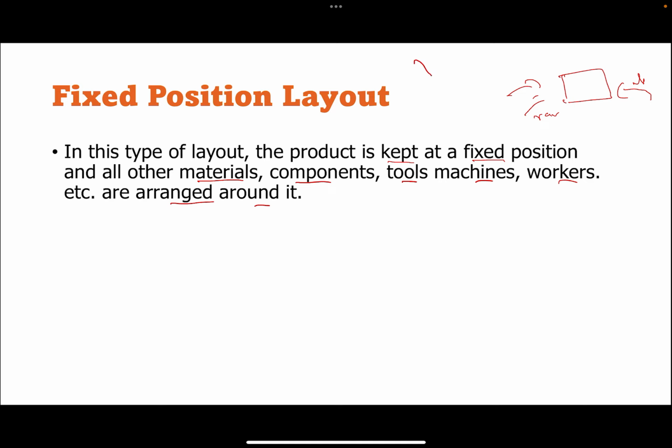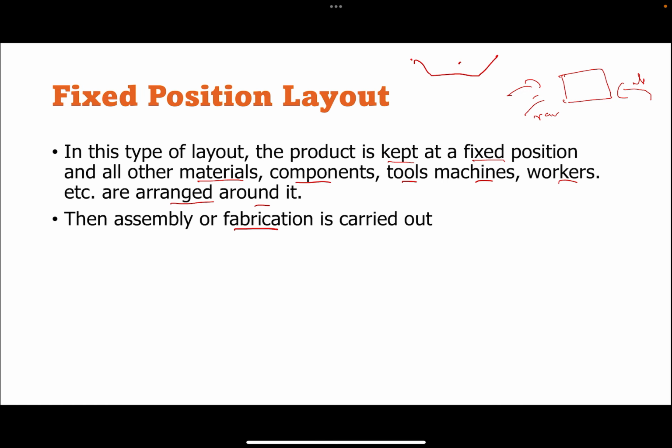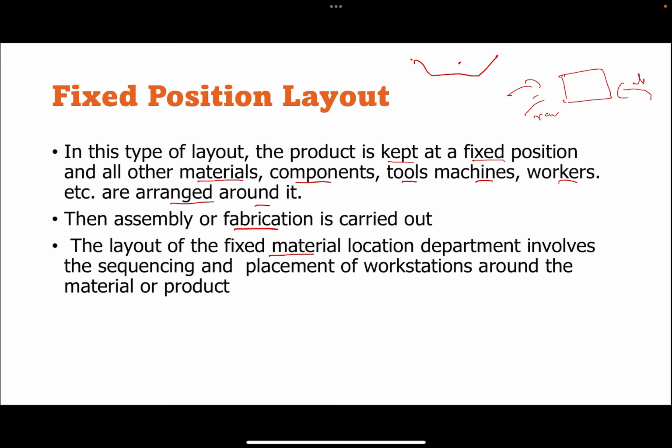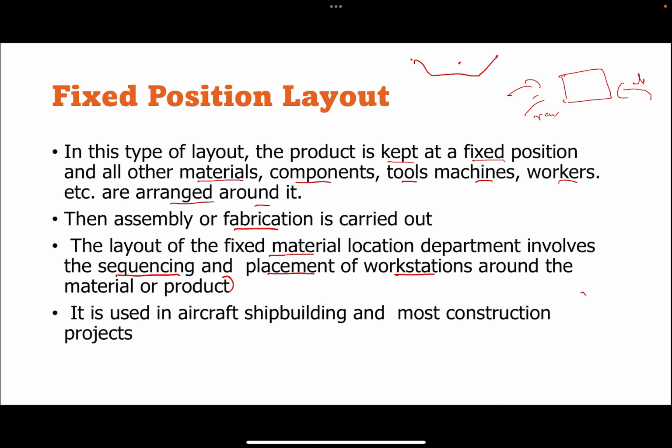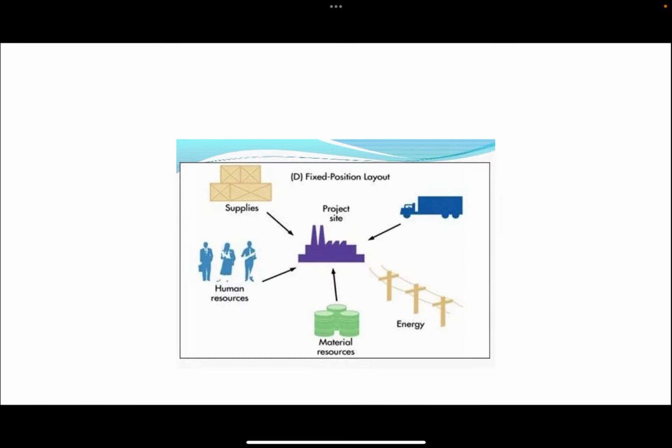This is the case of shipbuilding also. The ship is there, that means all other things are brought there to manufacture that. This is the case of aircraft manufacturing also, right? So assembly or fabrication is carried out. The layout of the fixed material location department involves the sequencing and placing of workstations around the material. That means how you are placing the workstations around that product. So that is about the fixed position layout. Mainly it is used in aircraft, shipbuilding, and most construction projects.